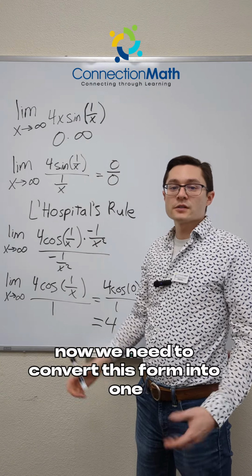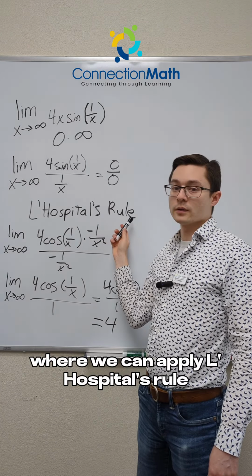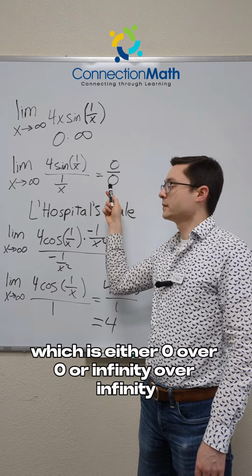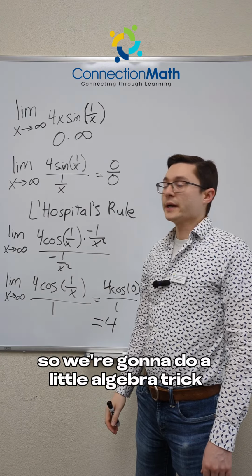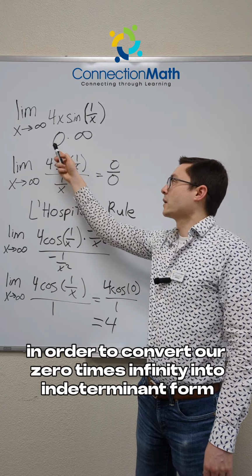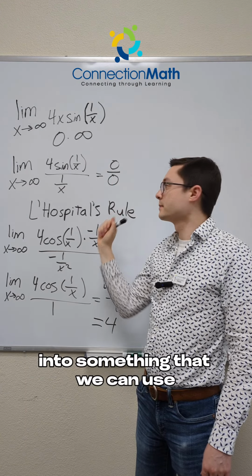Now we need to convert this form into one where we can apply L'Hopital's rule, which is either 0 over 0 or infinity over infinity. So we're going to do a little algebra trick in order to convert our 0 times infinity indeterminate form into something that we can use.